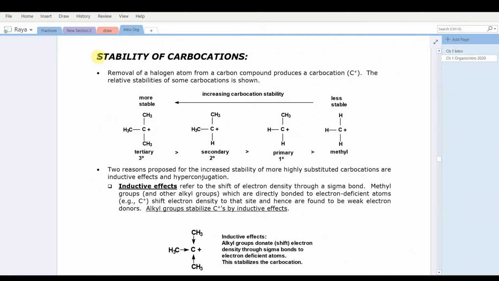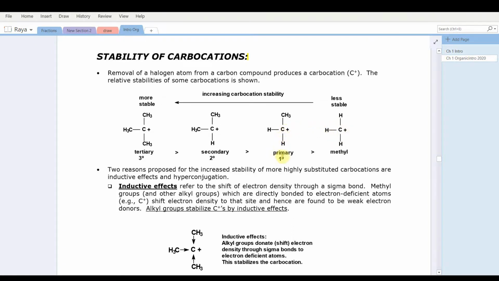Page 23, the stability of carbocations. Take a look at these carbocations. They differ in the number of alkyl groups attached to them. The carbocation on the far right is named a methyl carbocation. It's a methyl group in which the carbon is a carbocation.